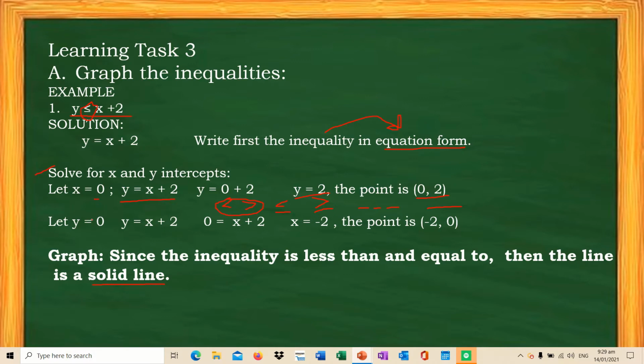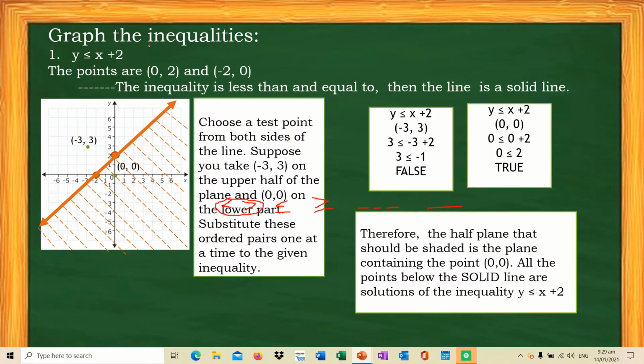To solve for the y-intercept, let y equal 0. So, if y equals 0, then 0 equals x plus 2. So, x equals, ilipat natin yung 2 sa kabilang side, magiging negative siya. So, x equals negative 2. Our second point in the given equation is (-2, 0). Okay, so we're going to use now the points to graph the equation.